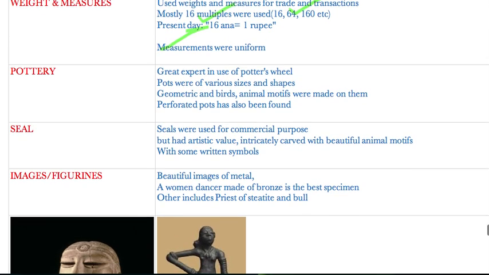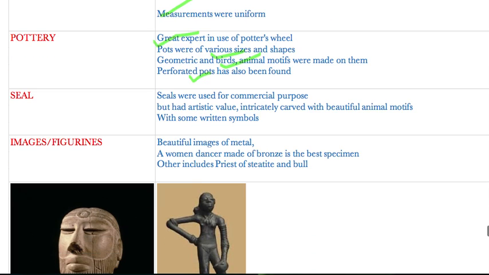Then pottery, they were great experts in pottery. The use of potter wheel. Pots were of various sizes and shapes. Then geometrical and birds and animal motifs were made on them. Some of the potteries were perforated pots. Okay, so these are some of the points on pottery.